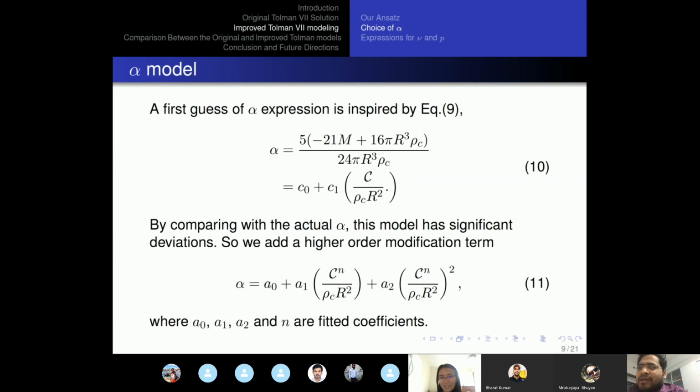Because generally, in the TOV equation we first put in the central density, then we get the mass and the radius. Then you reverse it, and put the central density as a function of mass and radius. Yes, I think maybe you can do that.